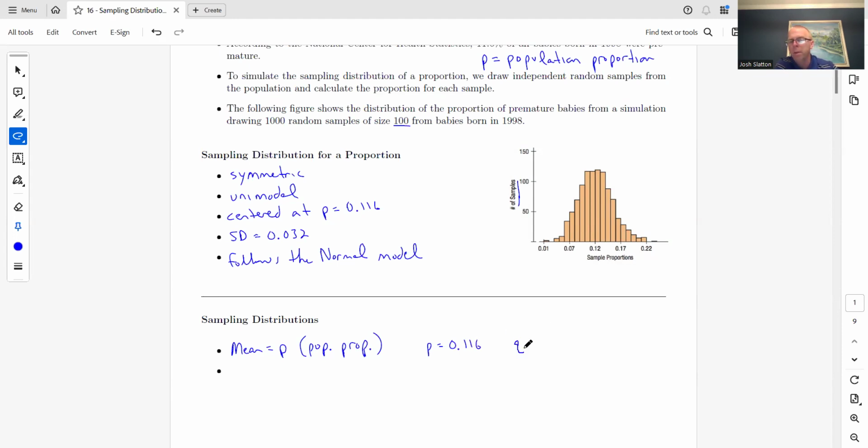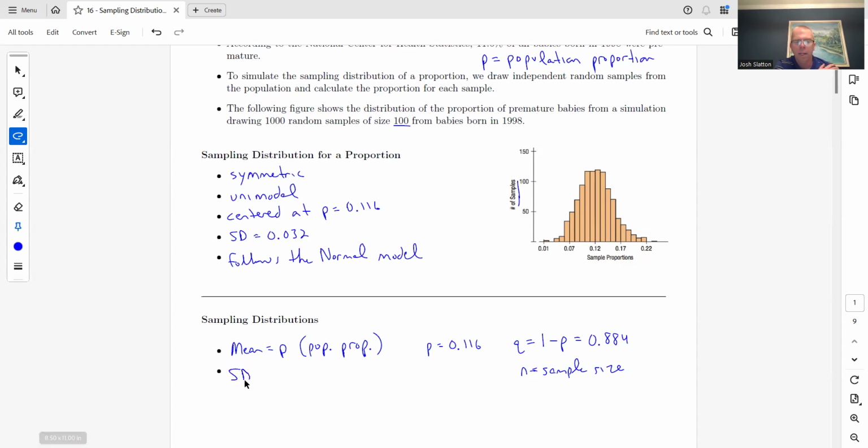And if you remember from talking about the binomial models, we have Q, and Q is just 1 minus P. So P is the probability of success, or whatever proportion we are looking for. Q is the probability of failure, or the proportion that we are not looking for. And so if we do 1 minus P, we get that Q is 0.884. And then n, of course, is our sample size.